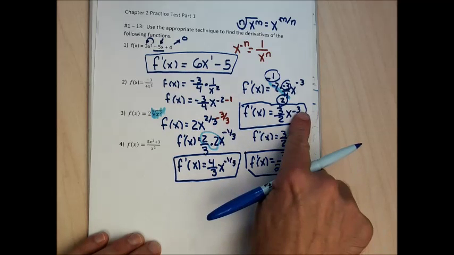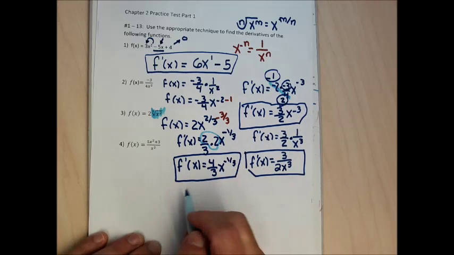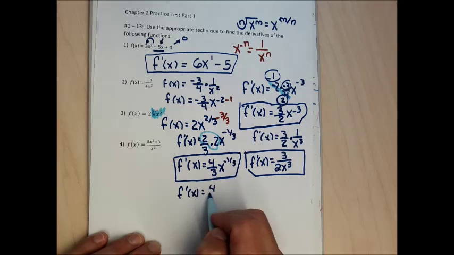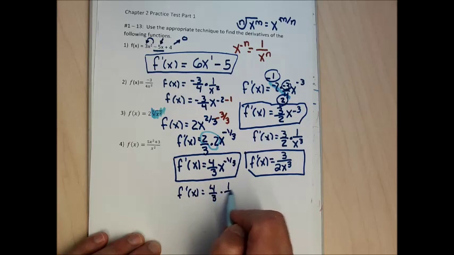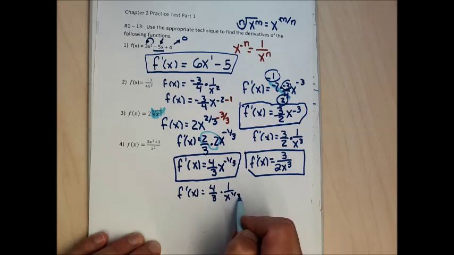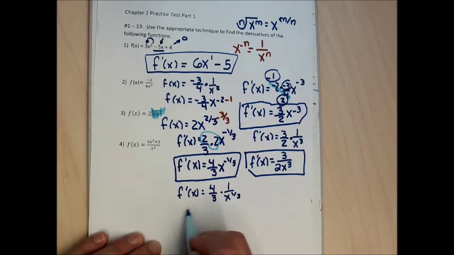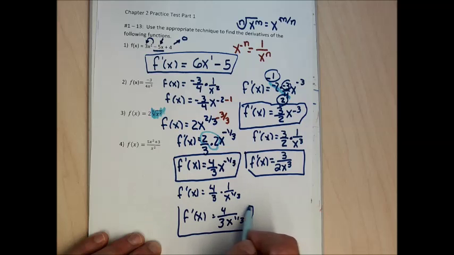I'm going to do something similar to this to get that negative exponent positive. So I can think of this as f prime of x equals 4/3 times 1 over x to the 1/3. Multiply these two fractions to get to one fraction. And f prime of x is 4 times 1 is 4, and then 3 times x to the 1/3 is 3x to the 1/3. This would be a better answer, but not even the best answer.